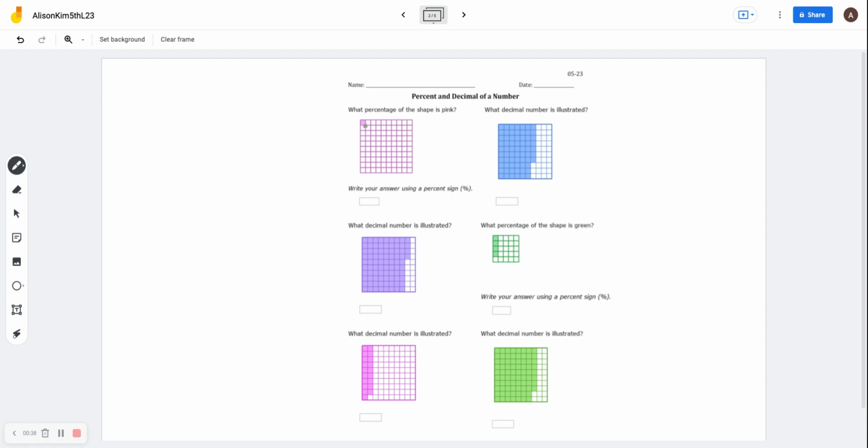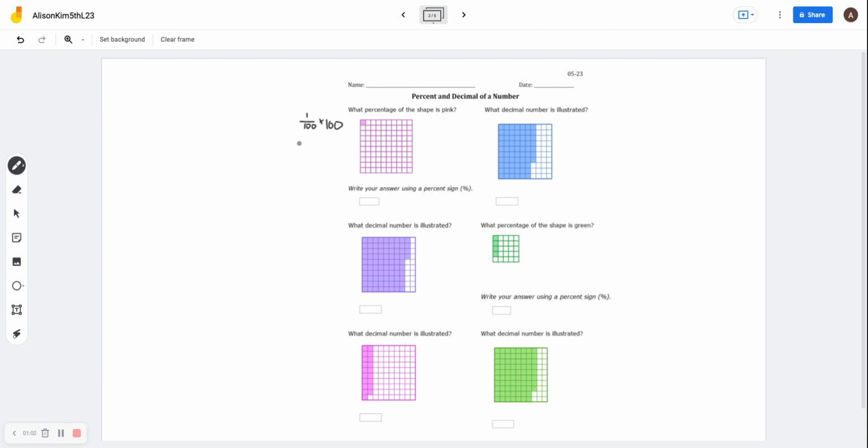So for this case, it's 1 over 100 total boxes, right? There's one pink box in a total of 100 boxes. So it's gonna be 1 over 100. And then it's asking you for the percentage, so we're gonna multiply by 100.